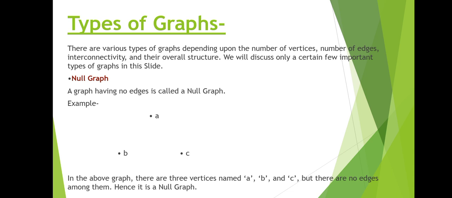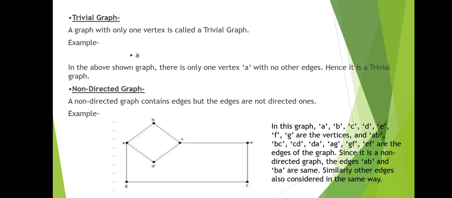The first one is the null graph. The name itself shows that a graph having no edges is called a null graph. Here is the example: A, B, C. These are the vertices, but there are no edges among them, hence it is called a null graph. Now what is a trivial graph? A graph with only one vertex is called a trivial graph.